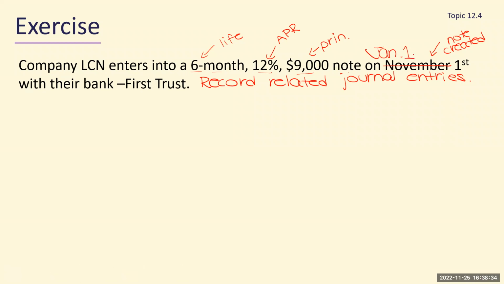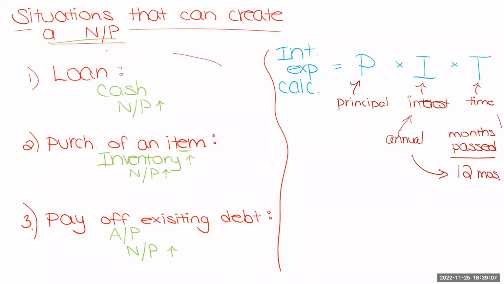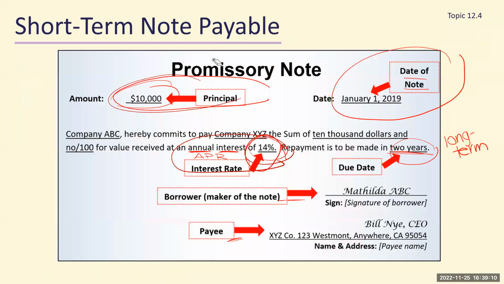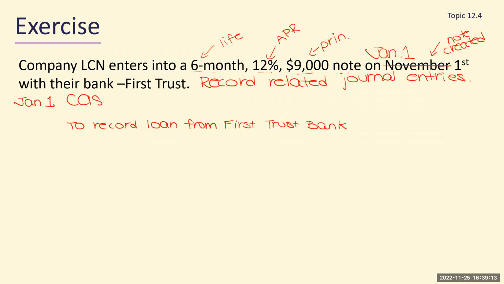So we're going to record all related journal entries. First we have to make one for January 1st. On January 1st, the company takes out a loan from First Trust Bank. It's going to look like the first scenario I gave you in our example earlier. Here's our journal entry: debit to cash, credit to note payable for the principal.